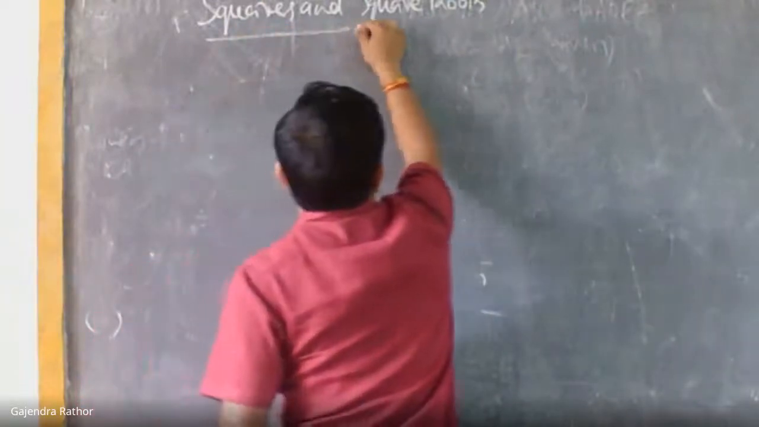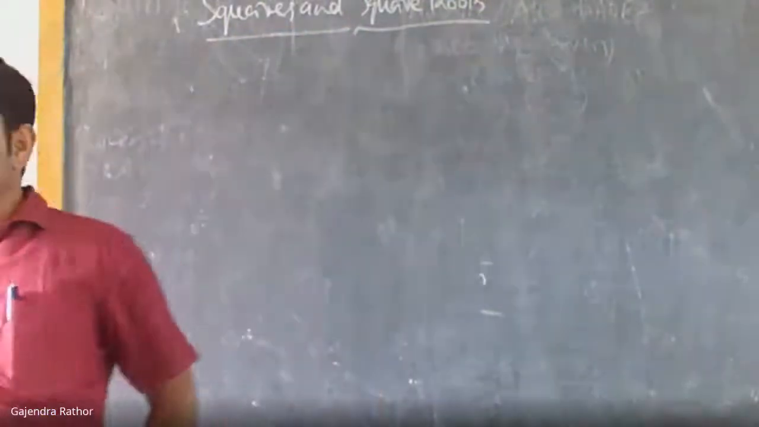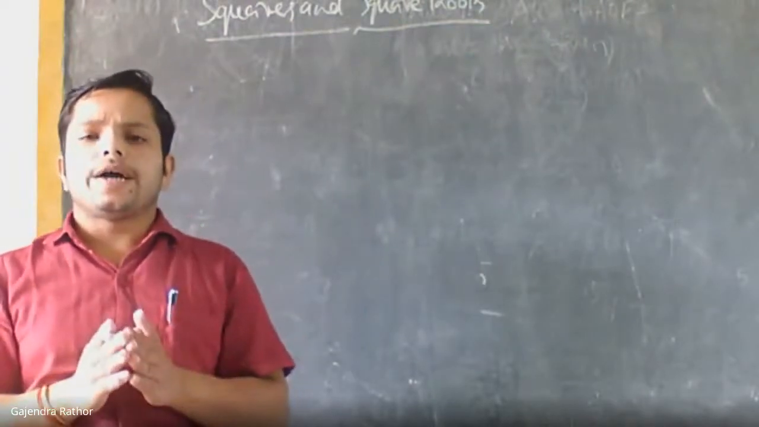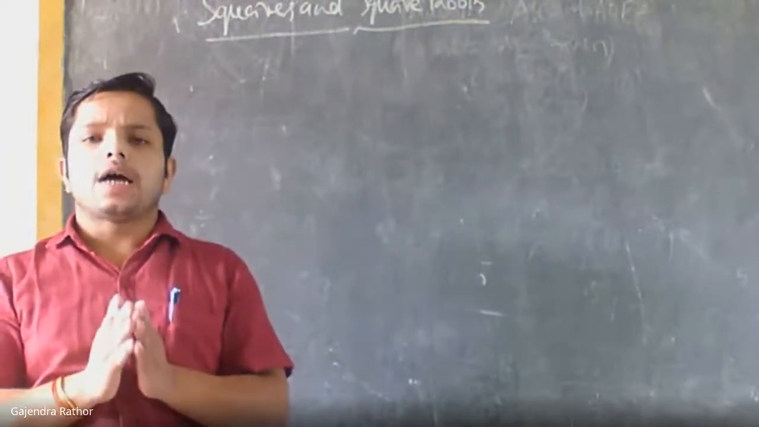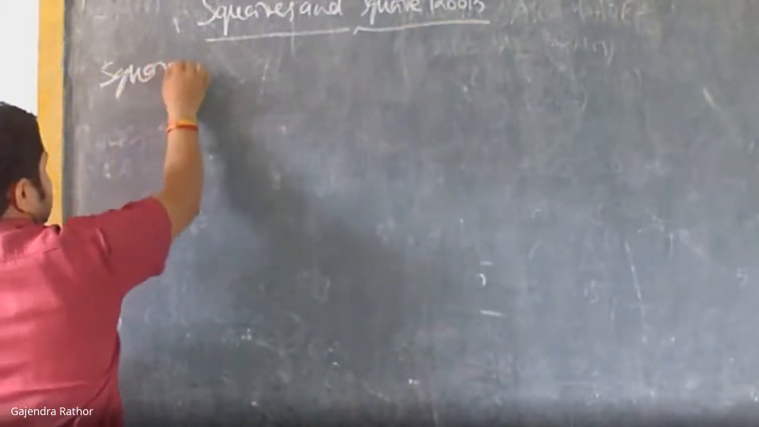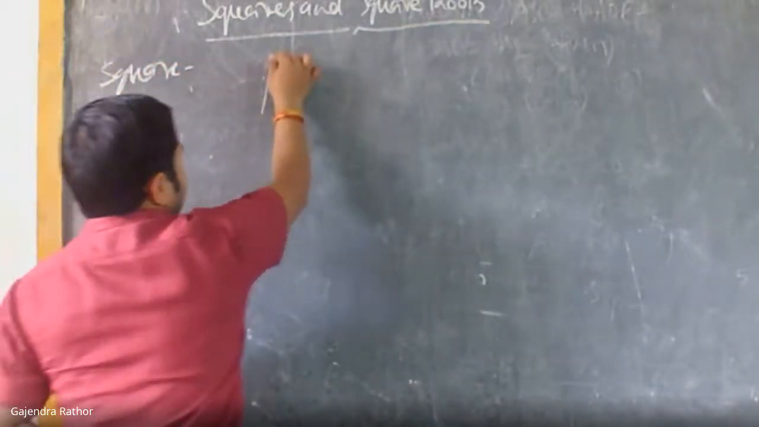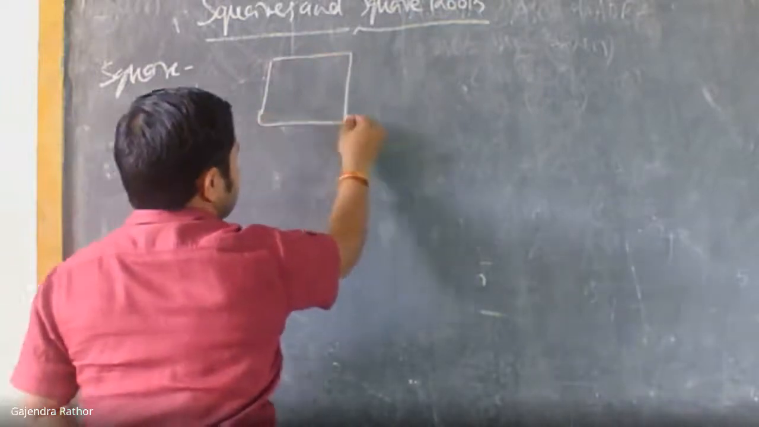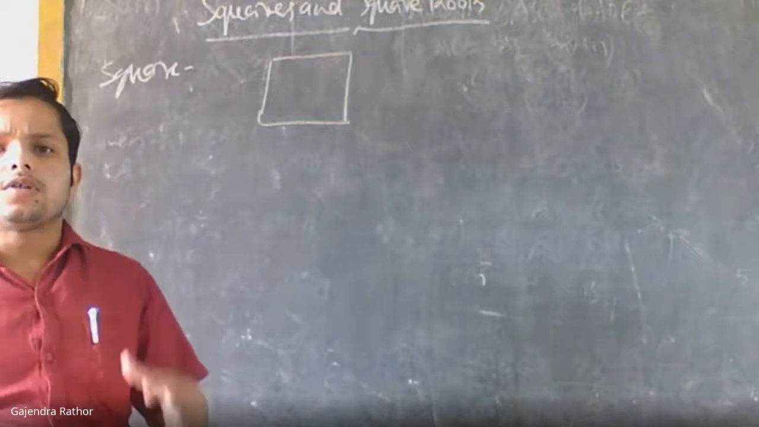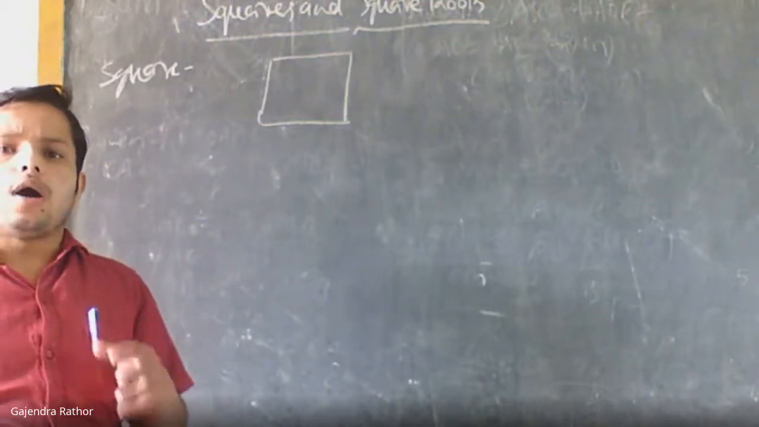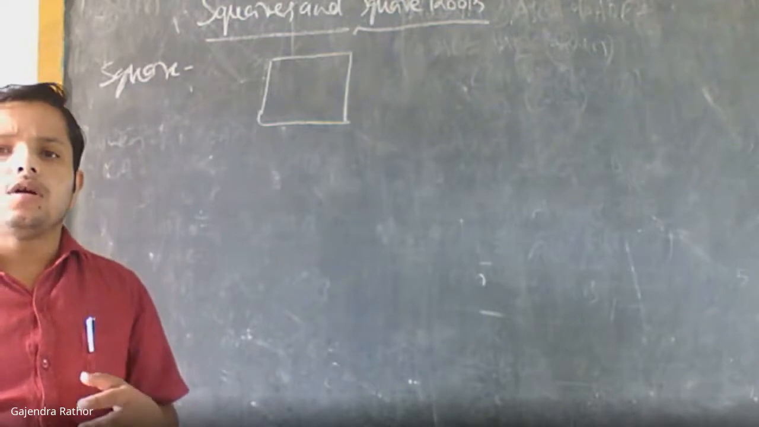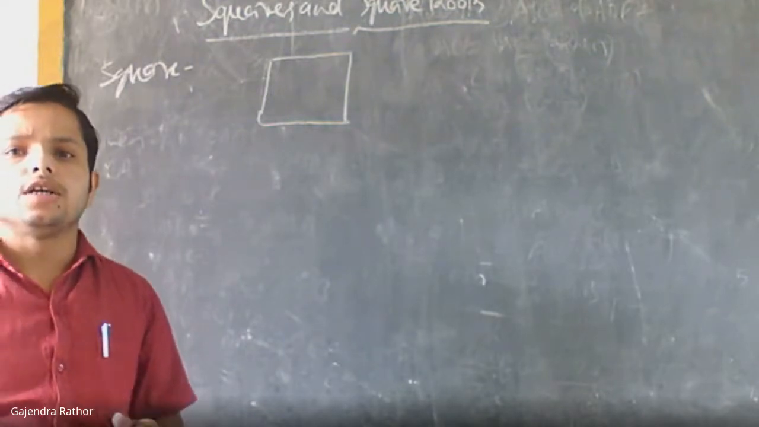Squares and square roots. First, what is a square? We know that a square is a four-sided polygon. Like this is a square. It is a four-sided polygon in which all sides are of equal length and each angle is also equal, a measure of 90 degrees.